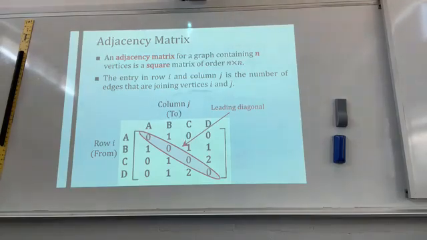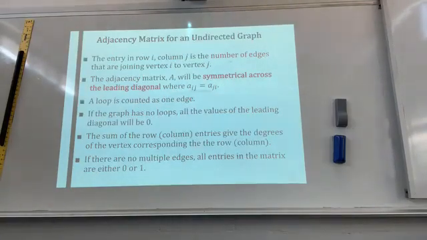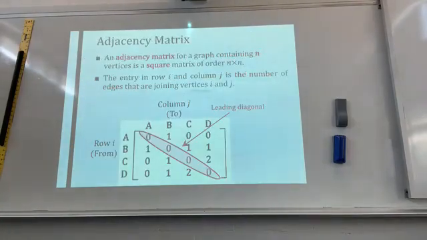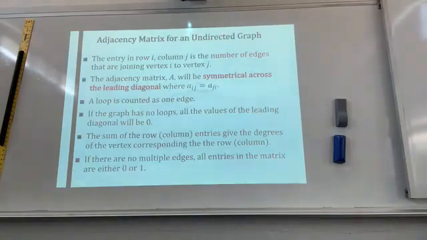Because it is a square matrix, it has a leading diagonal. Now, let's think about the adjacency matrix for an undirected graph. The entry in row i, column j, is the number of edges joining vertex i to j. So from there, you can see that from A to B, there's one edge. Correct? You can connect from A to B, undirected. The adjacency matrix A will be symmetrical across the leading diagonal, where Aij equals Aji.